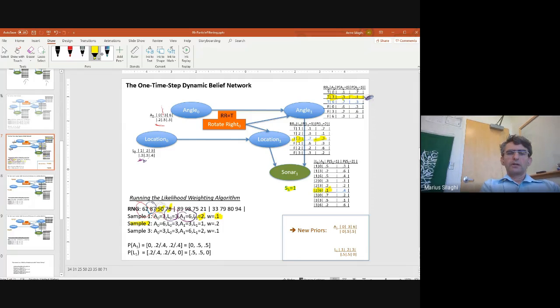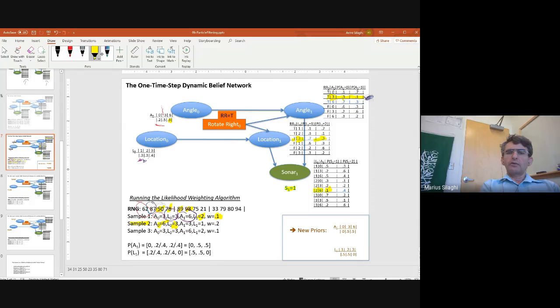So 89 is the next random number. We sample angle 1. Angle 1 sample for 89, 2, 7 up to here. This is angle 6. Then we sample location 0, 98. That's 3, 6. We end up at location 3.